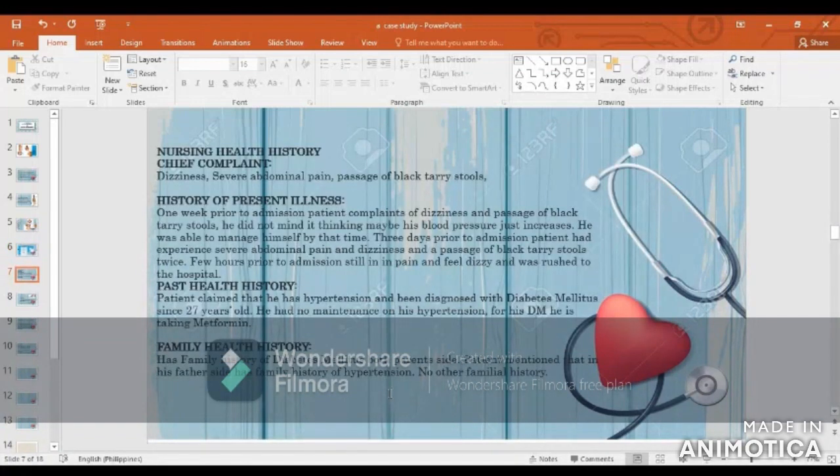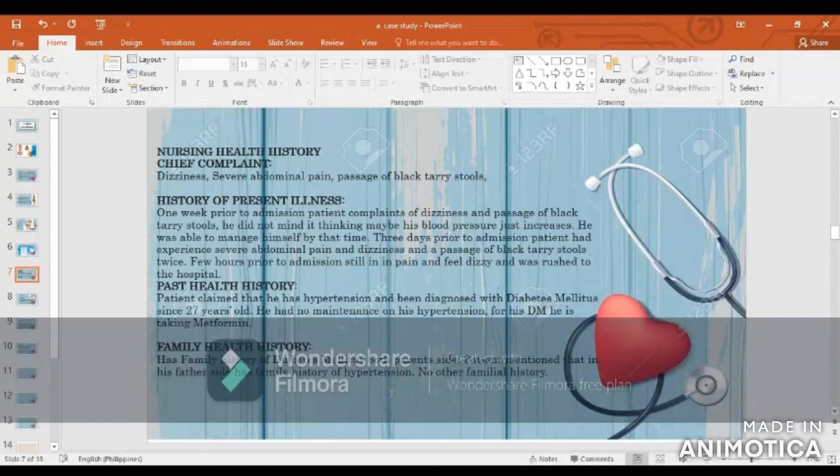For the nursing health history, chief complaint: dizziness, severe abdominal pain, passage of blackberry stools. History of present illness: 1 week prior to admission, patient complains of dizziness and passage of blackberry stools. He did not mind it, thinking maybe his blood pressure just increases. He was able to manage himself by that time. 3 days prior to admission, patient had experienced severe abdominal pain and dizziness, and the passage of blackberry stools twice. A few hours prior to admission, still in pain, and feeling dizzy, he was rushed to the hospital.